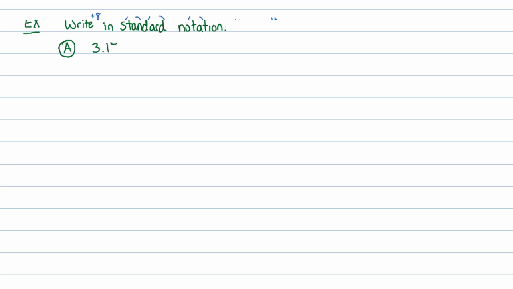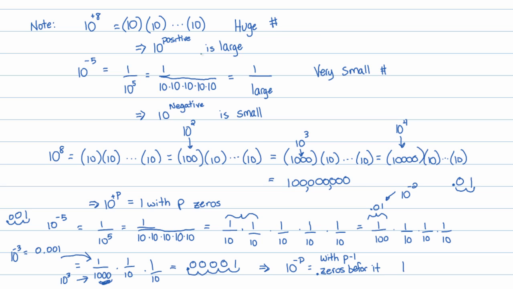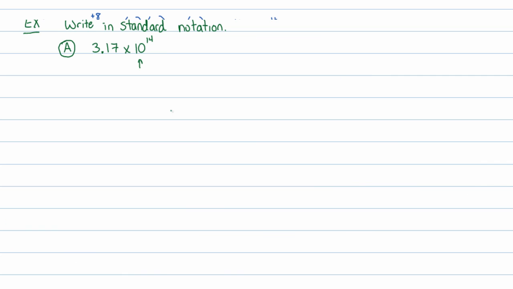So let's do 3.17, and I'll say times 10 to the 14th power. Now what I ask myself, I don't memorize things, I just ask myself, is that a large number or a small number, 10 to the 14th? Now we just talked about on the previous page here that 10 to a positive power is pretty large. So 10 to the 14th, that's a large number. So that's definitely going to grow this 3.17 to a very large number.